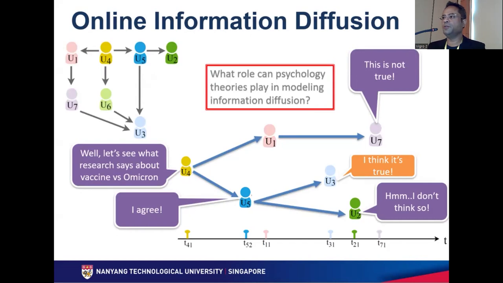They are posting, they are reacting, they are commenting. And so what role can psychology theory play, let's say in this case of modeling information diffusion? Surely we cannot be designing techniques and platforms without understanding the way a group of interacting humans behave and interact in this context.